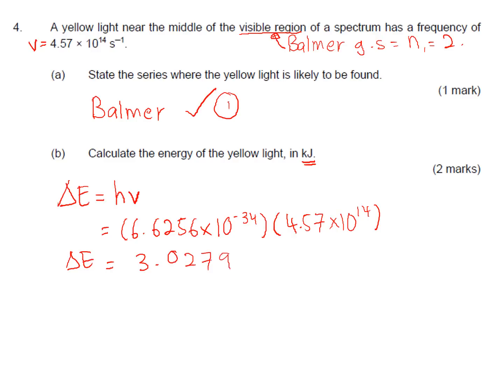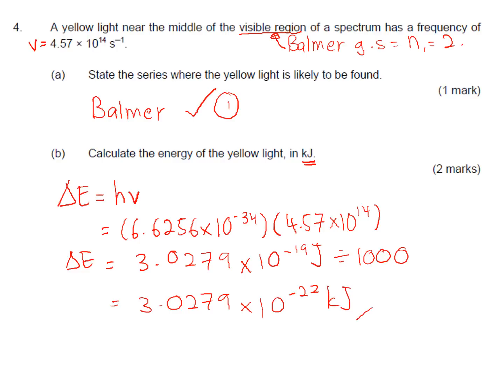3.0279 exponent negative 19 joule. Since the question asks in kilojoule, divide by 1000. So you will get 3.0279 exponent negative 22 kilojoule. So here, 2 marks: final answer with the unit kilojoule, 1 mark, and the formula or substitution, 1 mark.